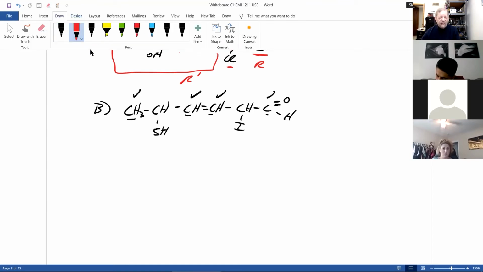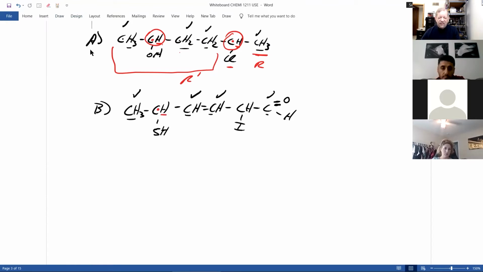And if we look at this carbon, I have a hydrogen, a thiol, this methyl I'll call R, and this all the way over here, all that I'll call R prime. So this carbon right here has a hydrogen, thiol, R, and R prime, 4 different groups. It's chiral.